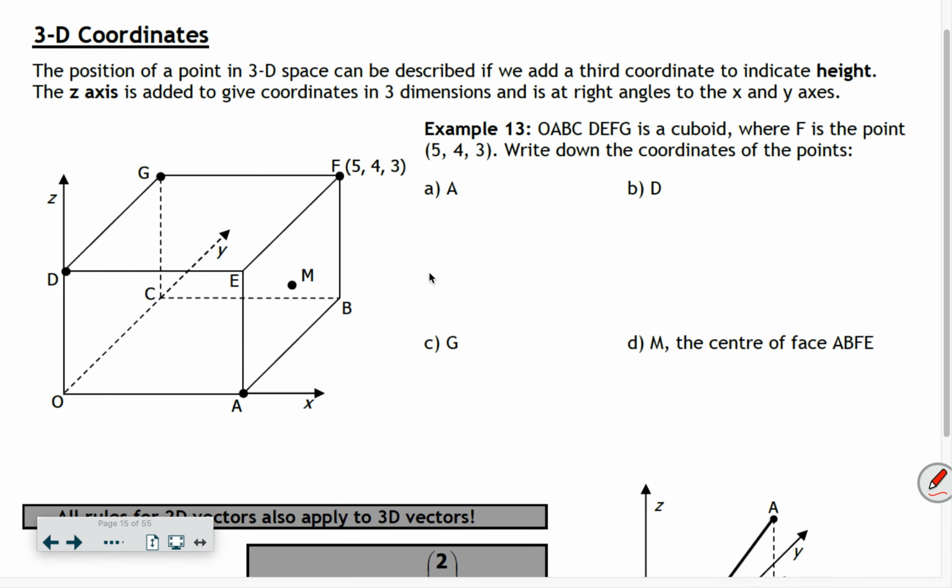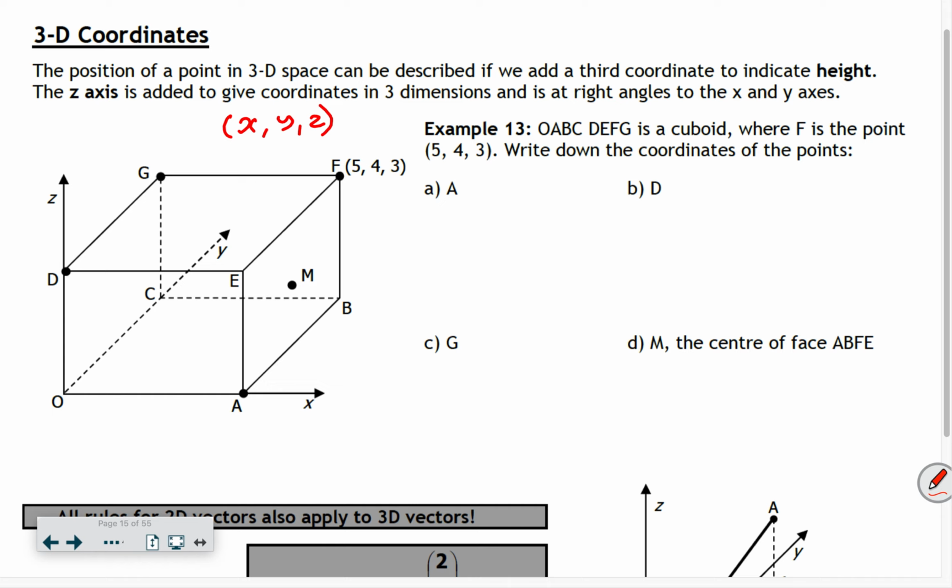Let's look at 3D coordinates and then 3D vectors. Okay, so now we're going to look not just at the x-axis and the y-axis, that's just two-dimensional. We're now going to look at the z-axis that comes out of the page to make it into a 3D shape. Okay, so when you give coordinates in 3 dimensions, they're always written as x, then y, and then z.